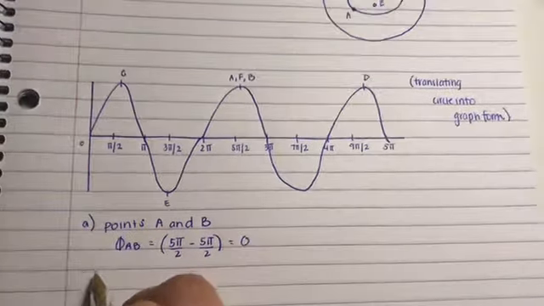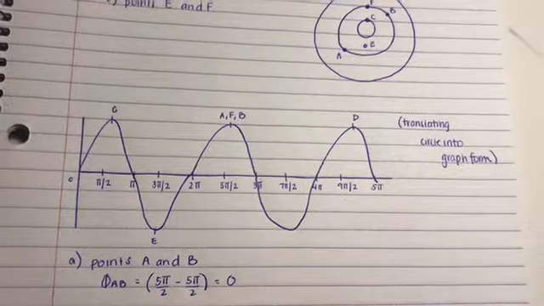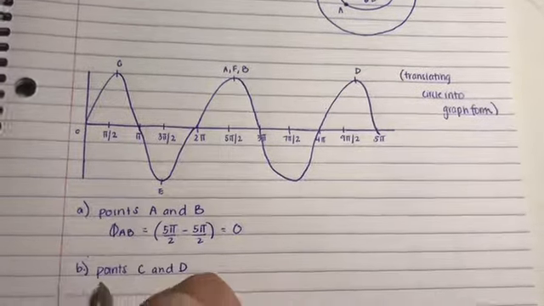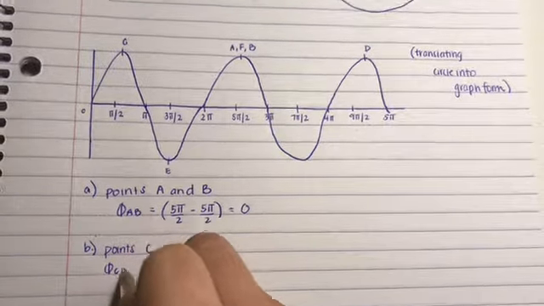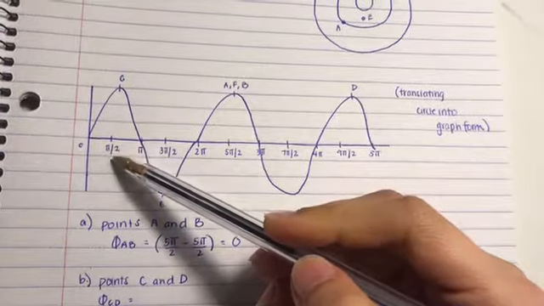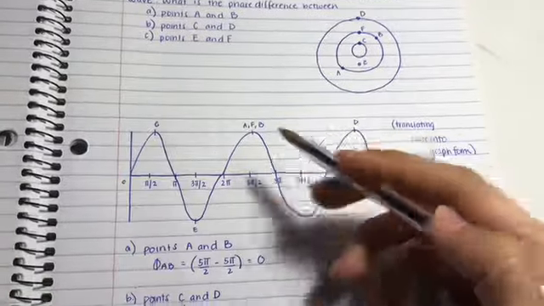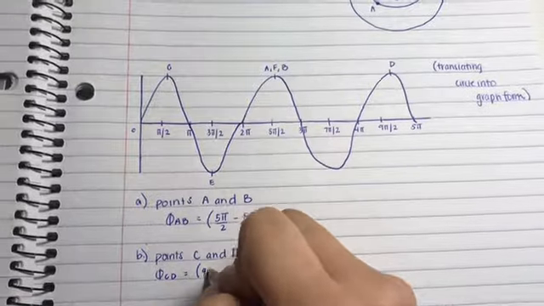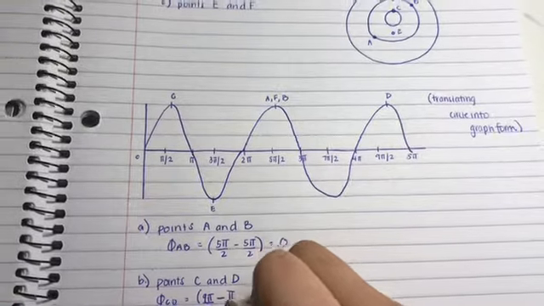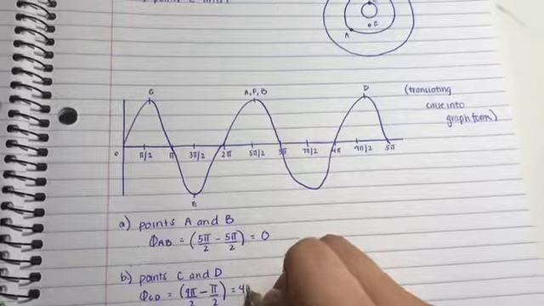So then for part B, to find points C and D, we look at the graph again. So C is pi over 2 and D is 9 pi over 2. So we'd write out 9 pi over 2 minus pi over 2. And that's going to give us 4 pi.